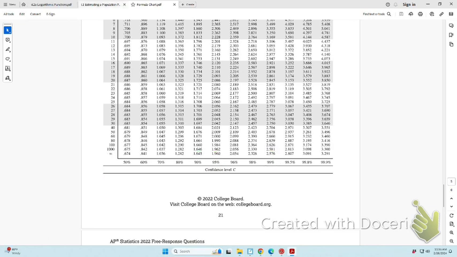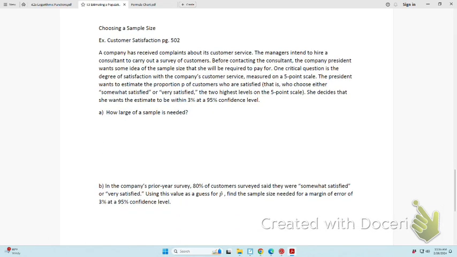All right, let's go to the question. Skim through that real quick. Maybe hit pause. All right, this is a backwards problem. We are not constructing a confidence interval.